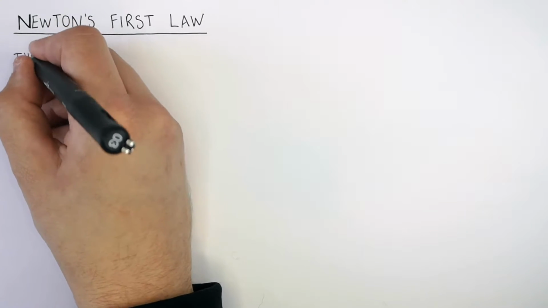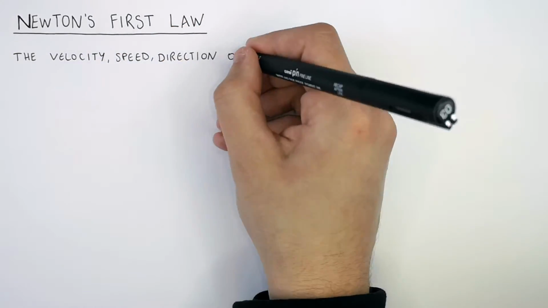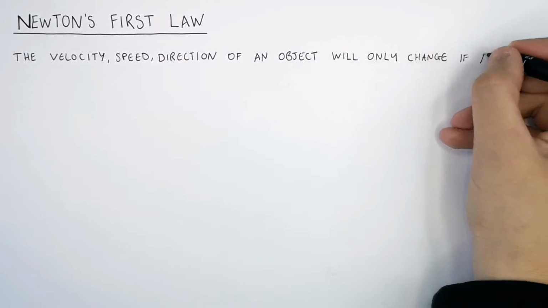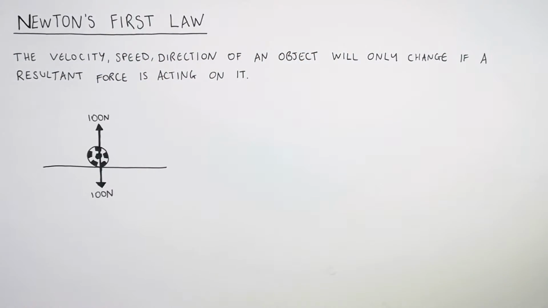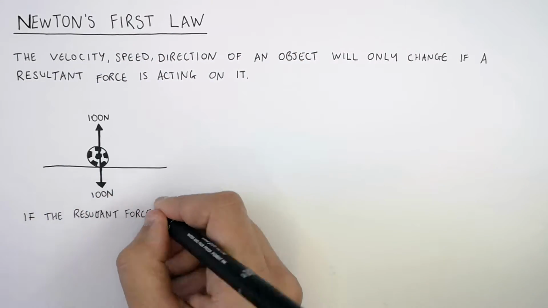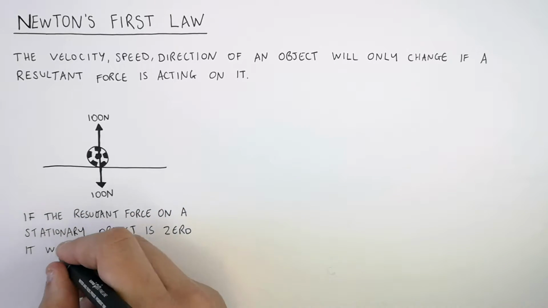Newton's first law states that the velocity, speed and direction, of an object will only change if a resultant force is acting on it. So in this example, if the resultant force on a stationary object is 0, it will remain stationary.